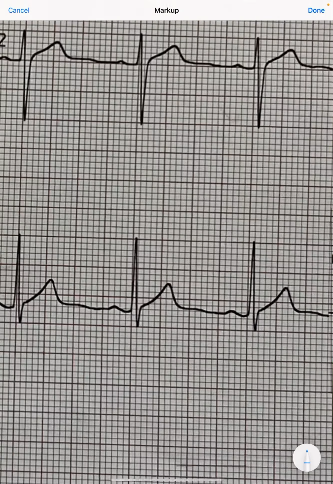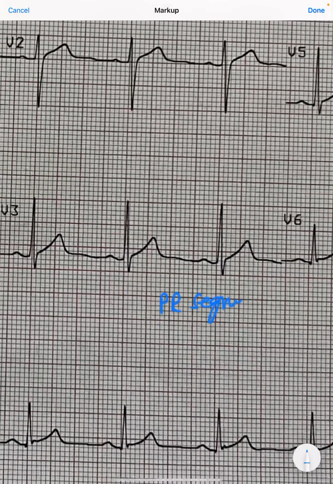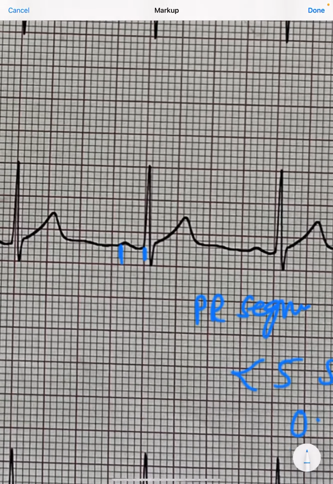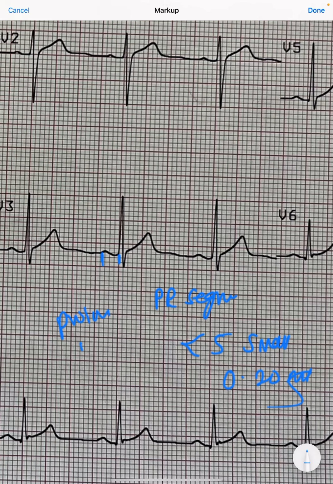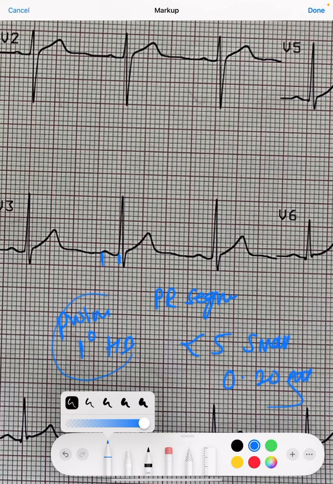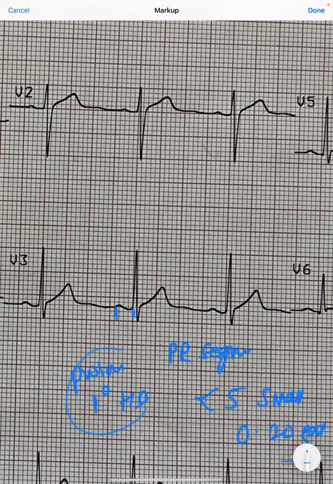One more last thing that I would like to tell is the PR segment. We must know that from the beginning of P to the beginning of R, there should be less than 5 small boxes, or 0.20 seconds. If it is more than this, we call it a prolonged PR, and that usually indicates first degree heart block. So we have to see whether from onset of P to onset of R there are less than 5 small boxes.